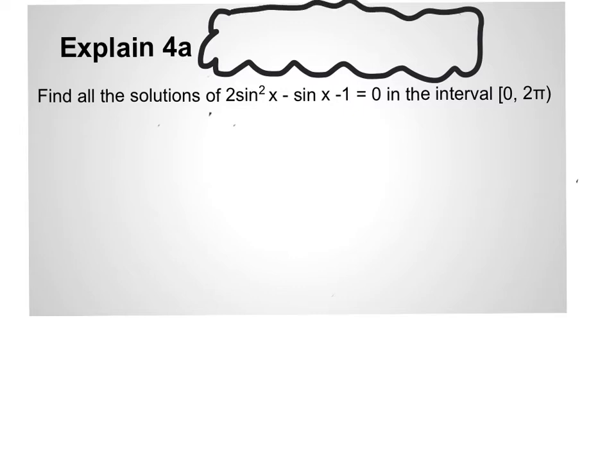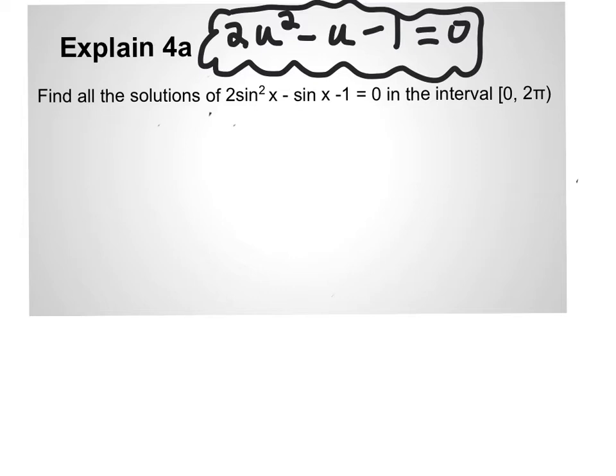Here's my thinking bubble. If I were to substitute out the sine and replace it with any variable, I'm going to use the variable u. So if I said u is equal to sine x, this would be 2u squared minus u minus 1 is equal to 0. Now the whole purpose of just using the u is just to make it look like something I recognize. I do recognize how to solve that. That looks like factoring to me. So now I'm going to use my factoring techniques to go ahead and finish this problem.